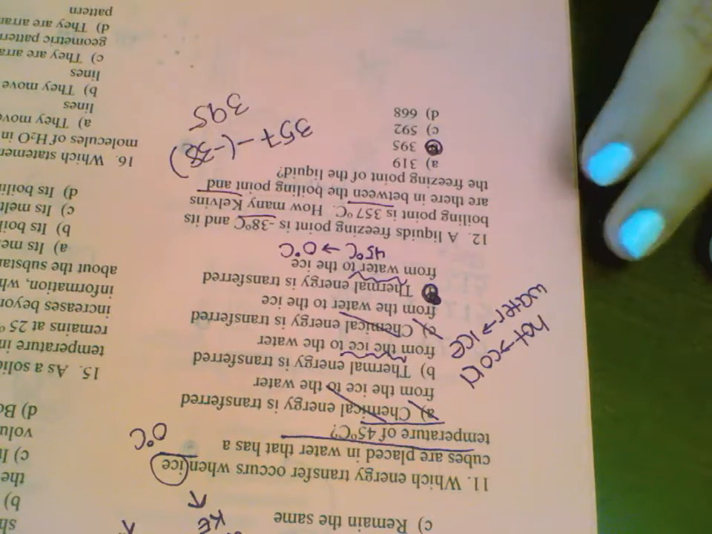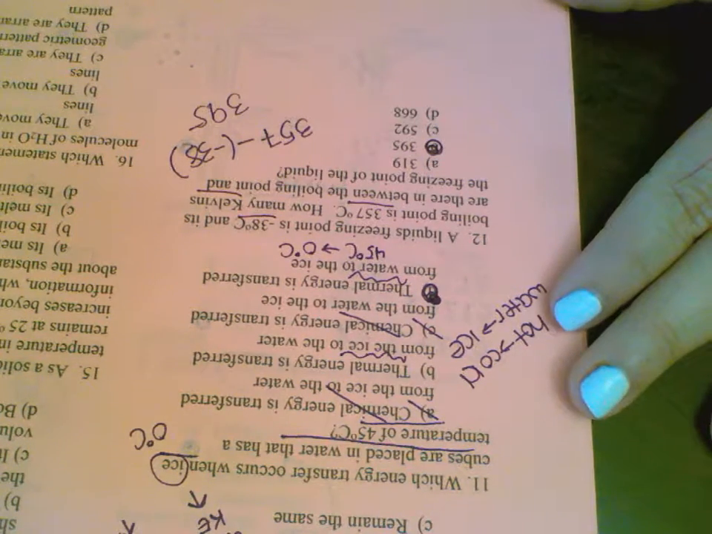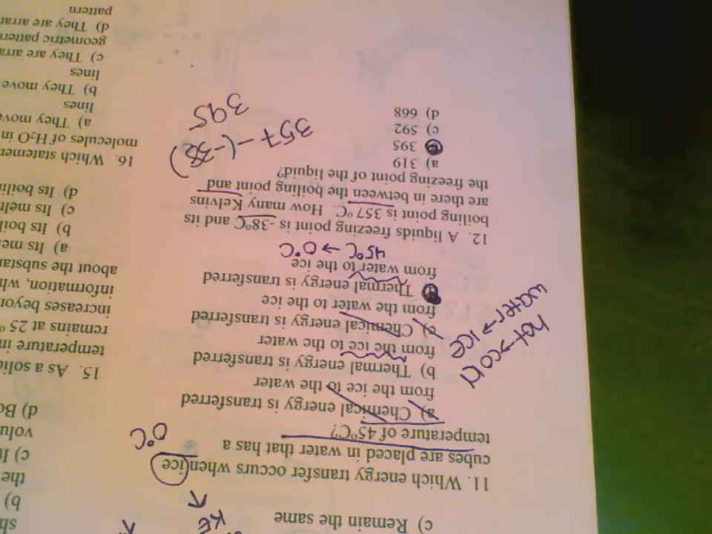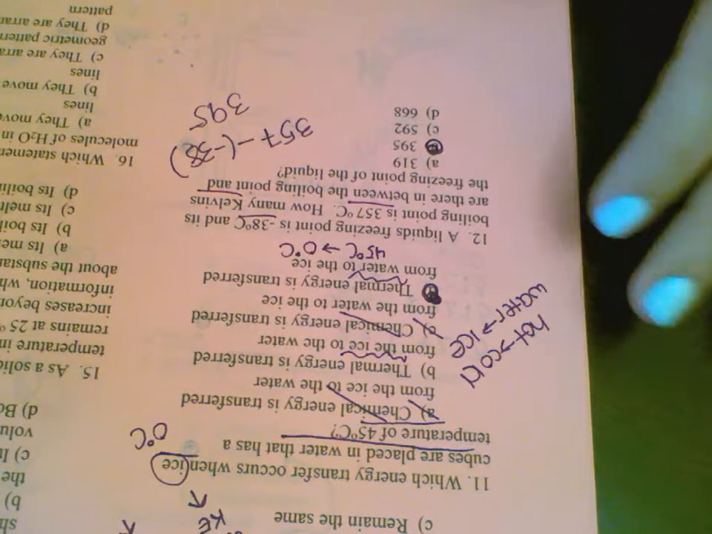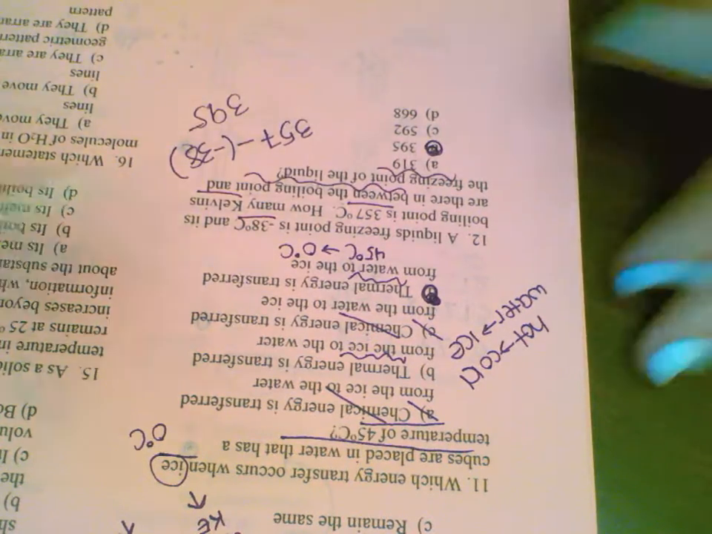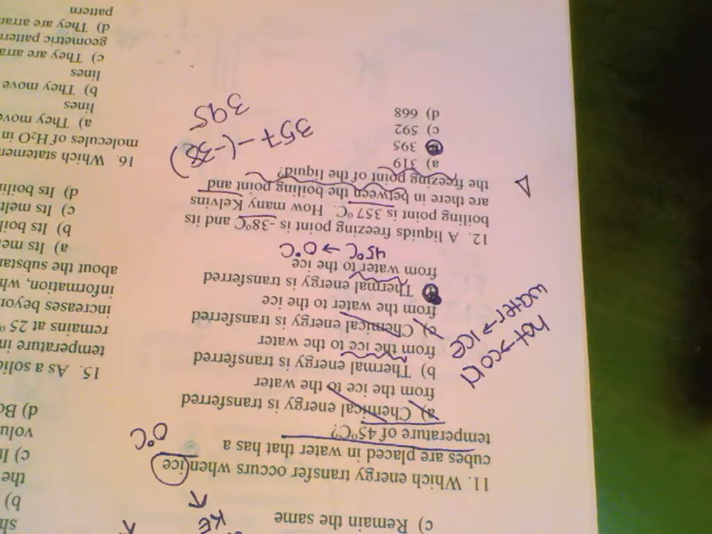You also could take both of these and convert them to kelvins if you wanted to. You would just subtract 273, but you actually don't need to because it's a change in temperature. They're asking for it between the boiling point and the freezing point, so it's a change. Remember, triangle means change.